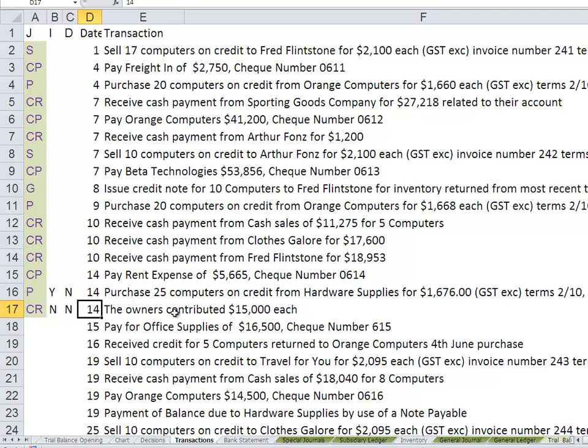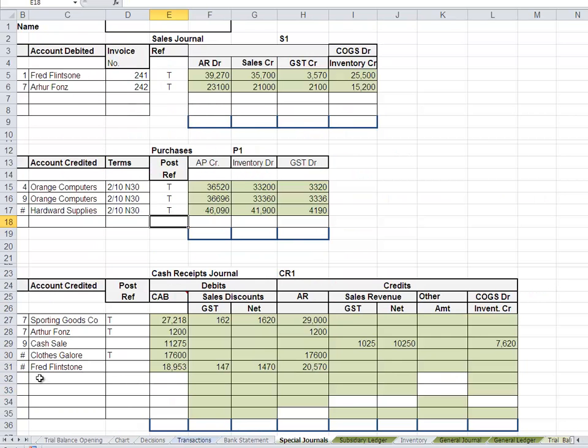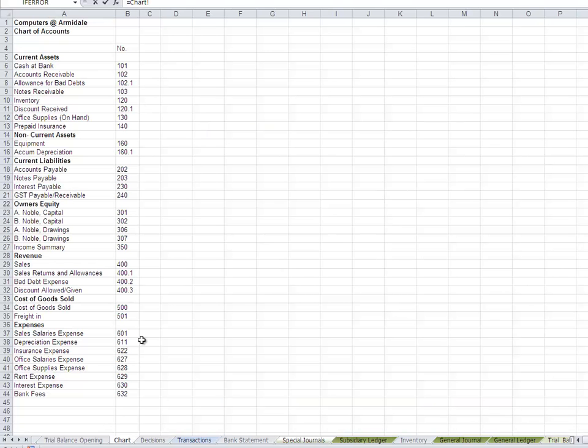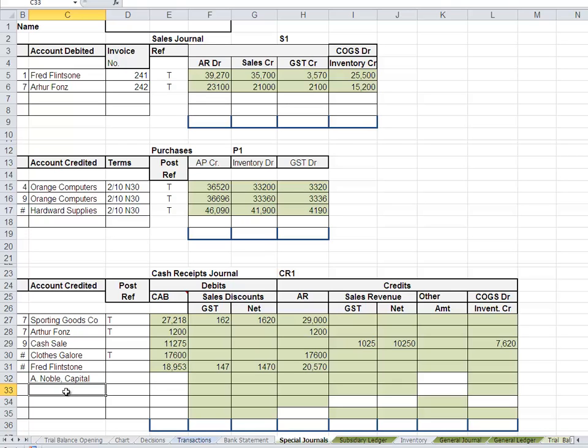Owners contribute $15,000 each. So this will probably have to be two transactions. Special journal. And cash receipt special journal. Account credited. Now that was right. I will put these in now to the accounts they should go in. So we'll need to go to the chart of accounts, and we have a look, and there's A Noble Capital, and there will be B Noble Capital.